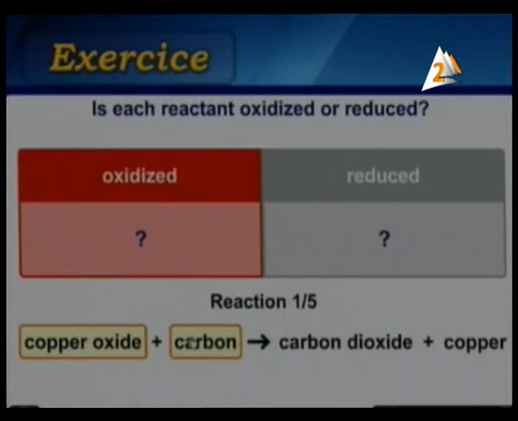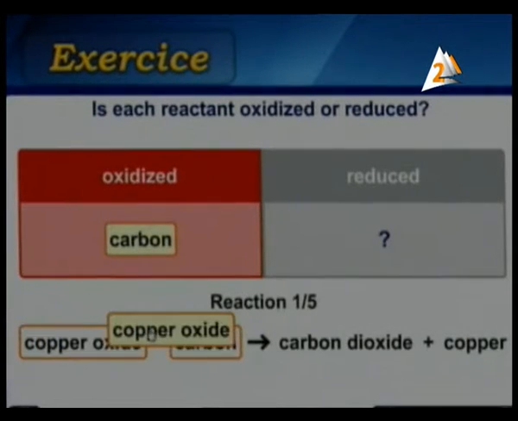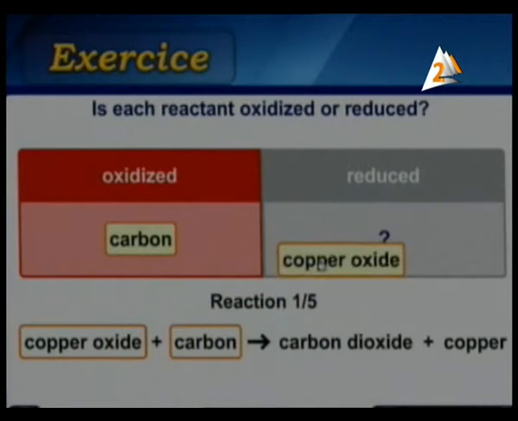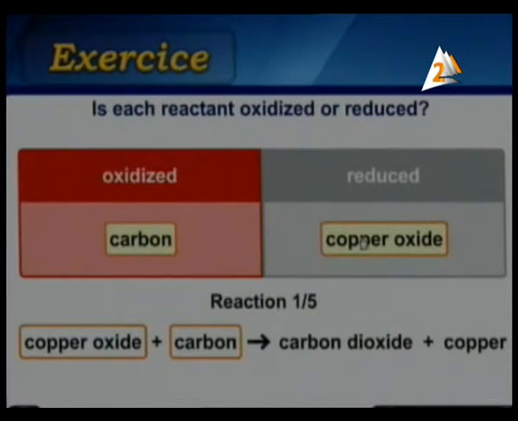Which one is oxidized here? The carbon. Why? Because the carbon adds some amount of oxygen, forming carbon dioxide. But the copper oxide changed to copper. What happens here? The copper oxide directly loses oxygen, and when it loses oxygen it acts through the reducing agent. Copper oxide is reduced. It is good to differentiate between them by losing or gaining oxygen.